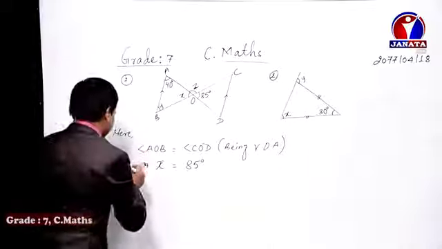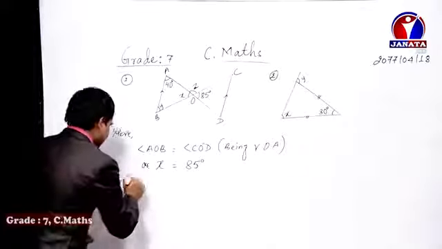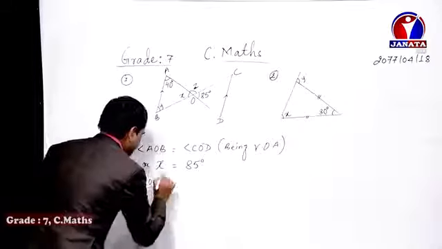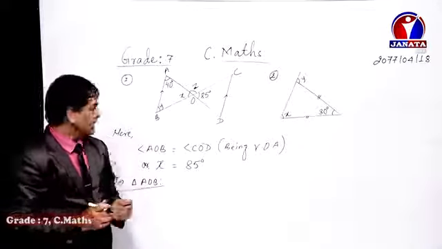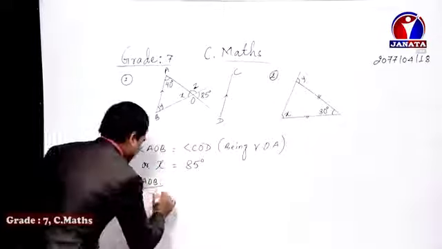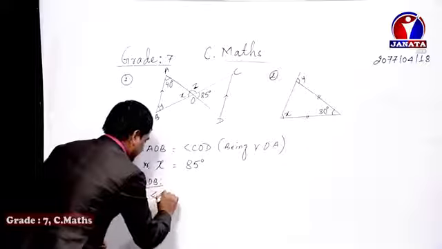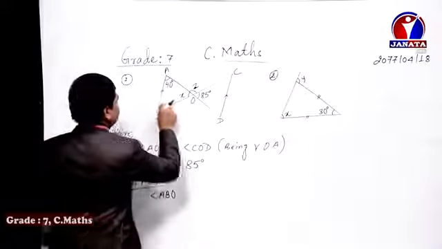So let's start by taking triangle AOB. Let's consider just the triangle AOB. Now if you see the triangle AOB, what is the name of this angle? ABO, isn't it? ABO, this one angle.